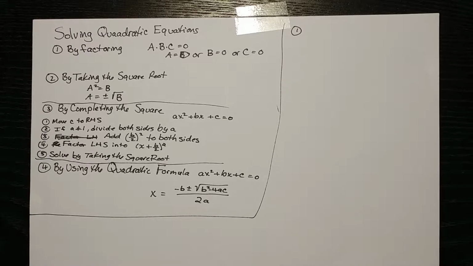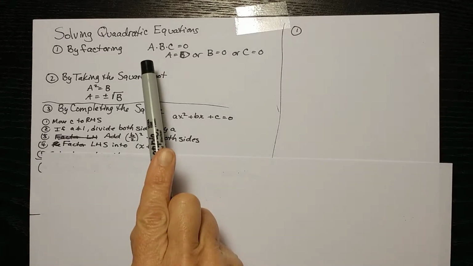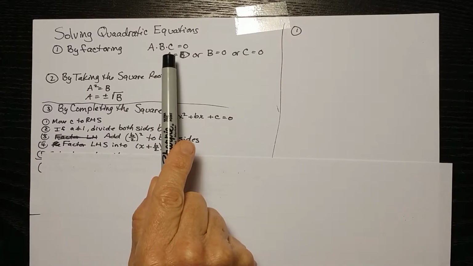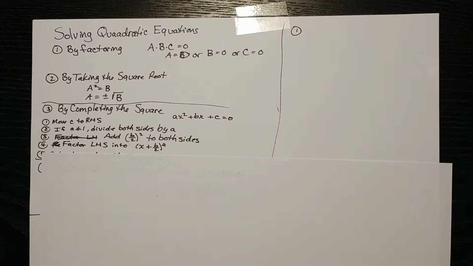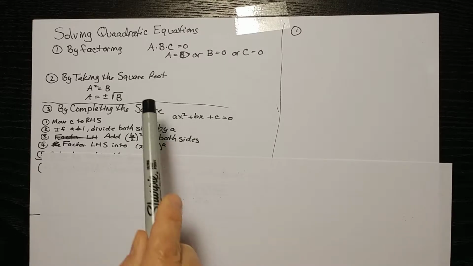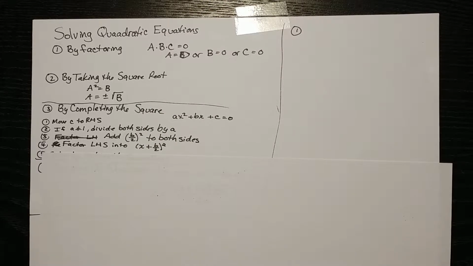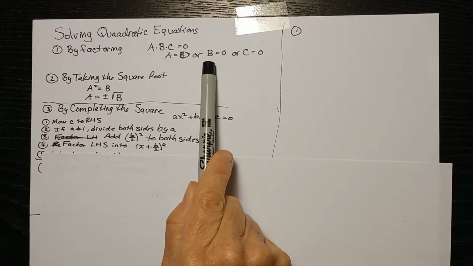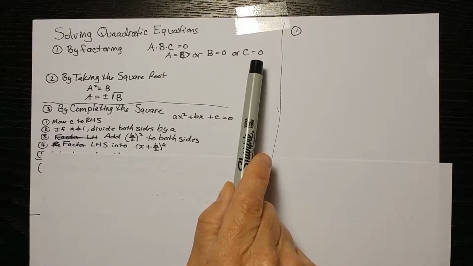If you're going to solve a quadratic equation by factoring, it's based on the zero product property, which says simply this: if you're multiplying some things together, a times b times c, and it equals 0, the only way this can happen is if one of the factors equals 0. So this will only be true when either a is equal to 0, or b is equal to 0, or c is equal to 0.